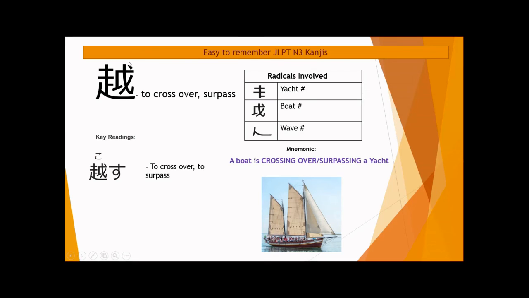Putting all these three radicals, the yacht, the boat and the wave together, we have our mnemonic. A boat is crossing over or surpassing a yacht. I repeat the mnemonic. A boat is crossing over or surpassing a yacht, where crossing over or surpassing is our kanji. You may again use the image below to remember this kanji well.